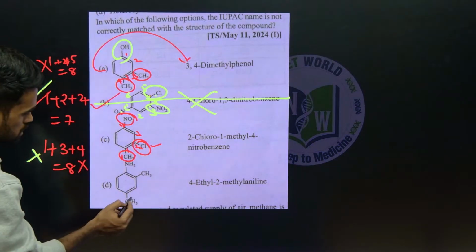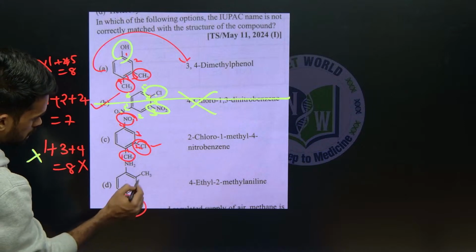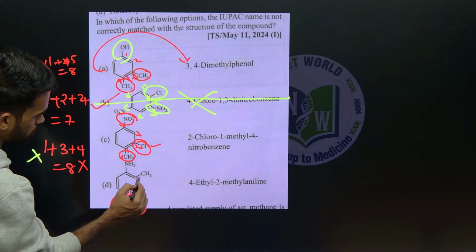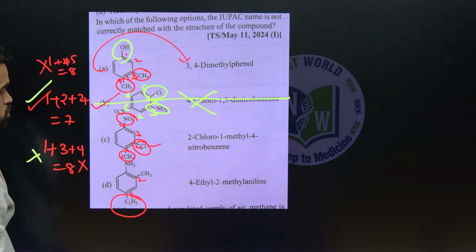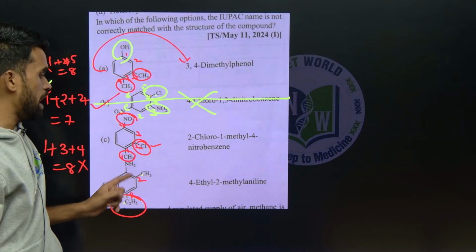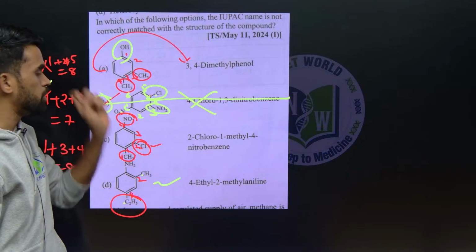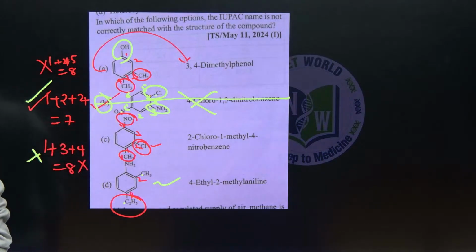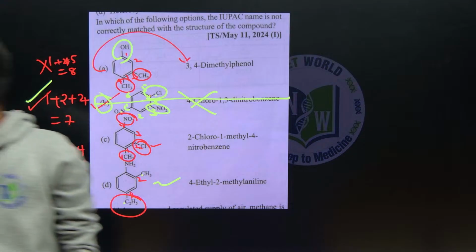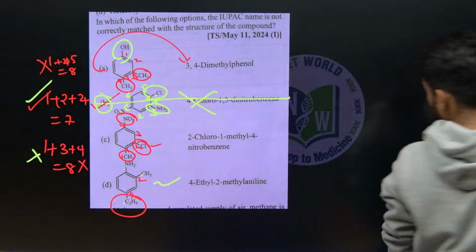Next, can you answer me this one? See, ethyl group at the 4th position, methyl group at the 2nd position. So 4 ethyl, 2 methyl, aniline. So this is perfectly correct. So the incorrect one is only option B. Okay, that will be your answer for the question. Okay, right. Let's move forward.